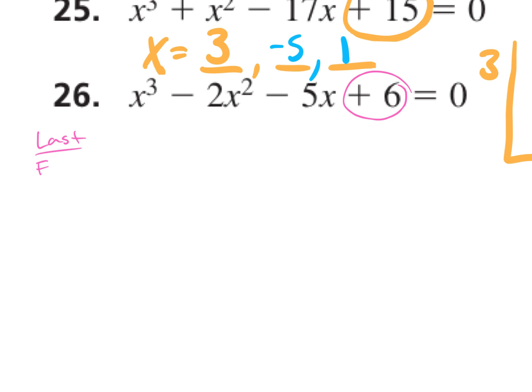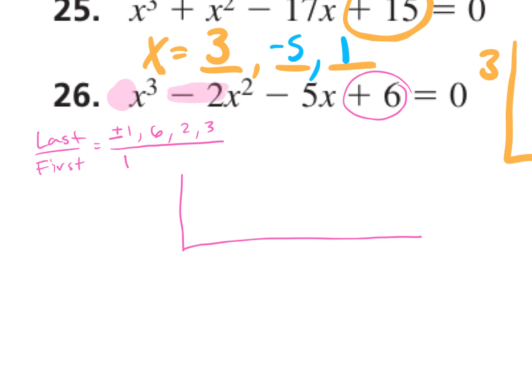What are factors of my last? 1 and 6. 2 and 3, and it would be the positive or negatives of all of these. What are factors of my first? 1. So it's just all over 1. You'll always have 1 as your first term, so it just makes them all whole numbers. So I'm going to do synthetic division. I need my remainder to be 0 in order for this to work. What's going to go inside the box? 1, -2, -5, and 6 are coefficients here. So 1, -2, -5, and 6.